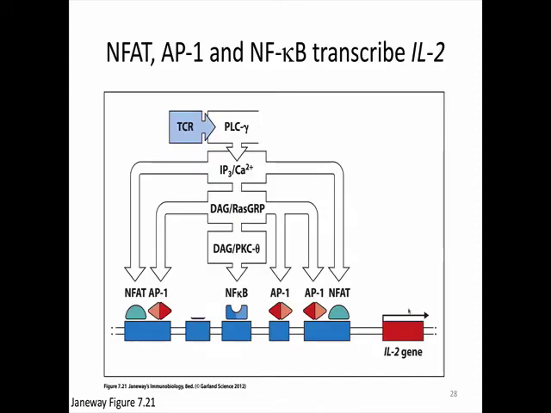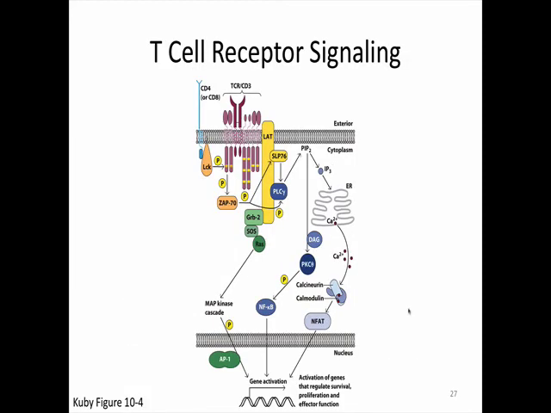NFAT, AP1, and NF kappa B together transcribe IL-2. As I said before, these are not the only things that actually happen downstream of LAT and SLP76. There are also big changes in terms of other types of transcripts and other aspects of chromatin in these cells. There are also big changes in the cytoskeleton of the cell, as well as pushing the cell into cell cycle.